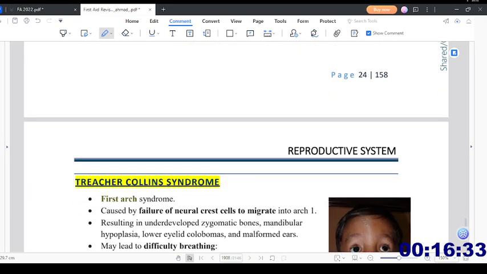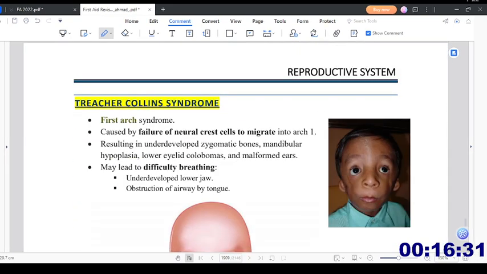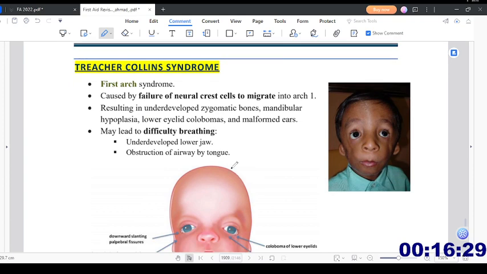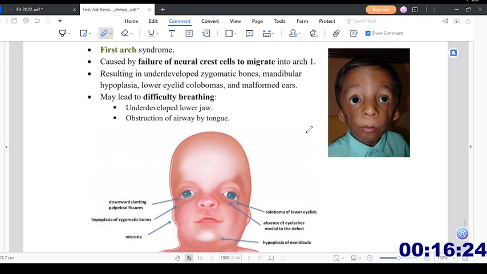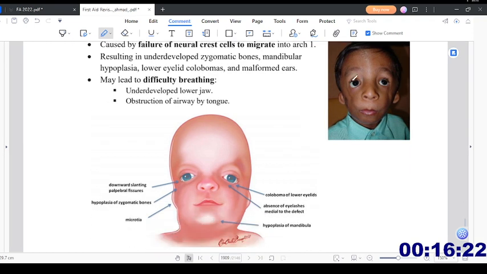Then we have the Treacher Collins syndrome. We have seen the picture of that as well. So, the first arch syndrome, caused by the failure of the neural crest cells to migrate into arch 1. If the neural crest cells are not migrating to the first arch, this characteristic picture of the child will be seen, resulting in underdeveloped zygomatic bones, mandibular hypoplasia, lower lid colobomas and malformed ears.